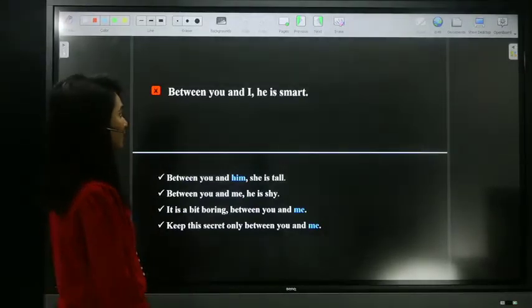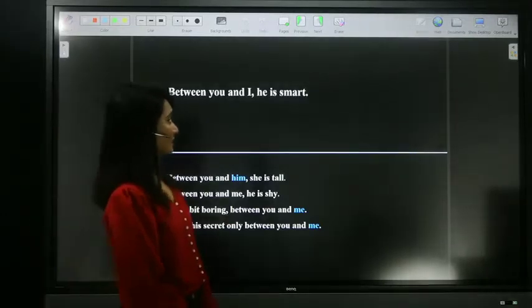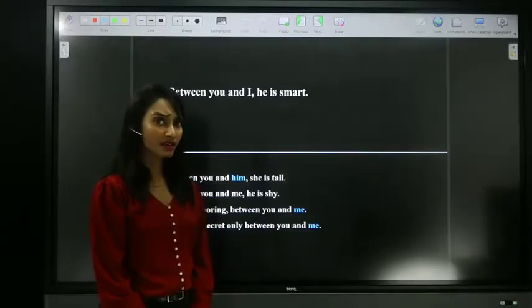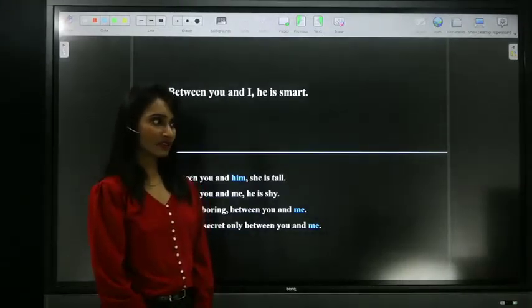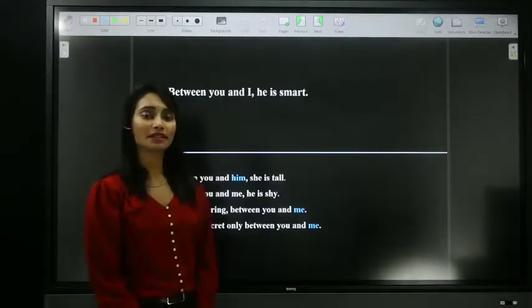So what is the correct one? Between you and I, he's smart. Do you think the sentence is correct? If it is, answer correct. If it is not, then tell me what is the error.